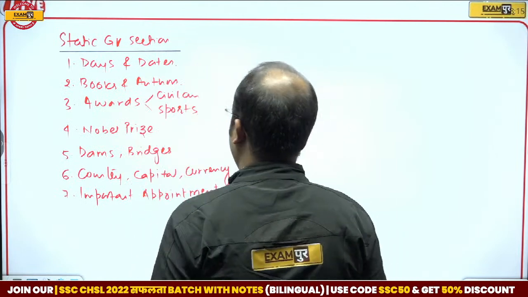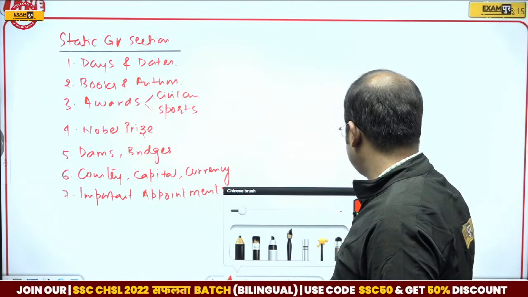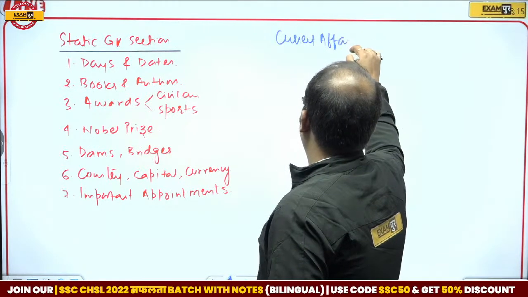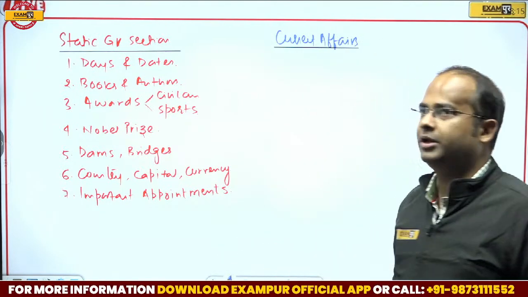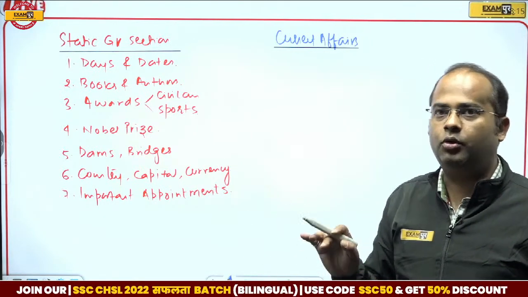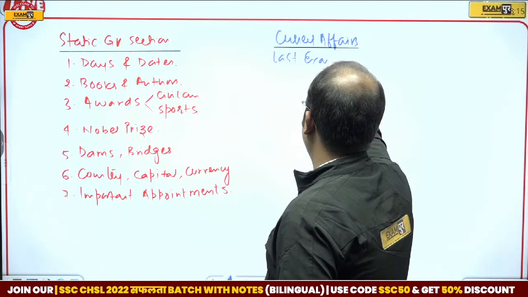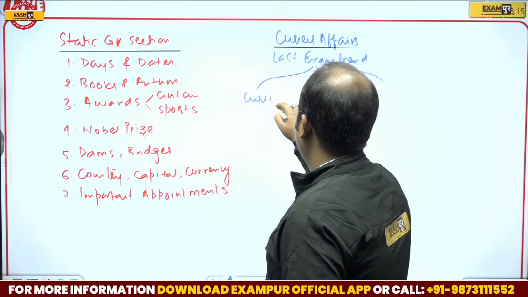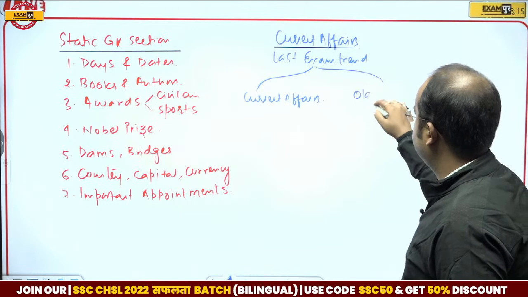So these are some of the important GK sections, and the most important section, guys, which has become very crucial nowadays, is current affairs. This section has become important because they have started asking old affairs questions too. What we have seen in the last exam trend is that other than current affairs, they have asked questions from old affairs.